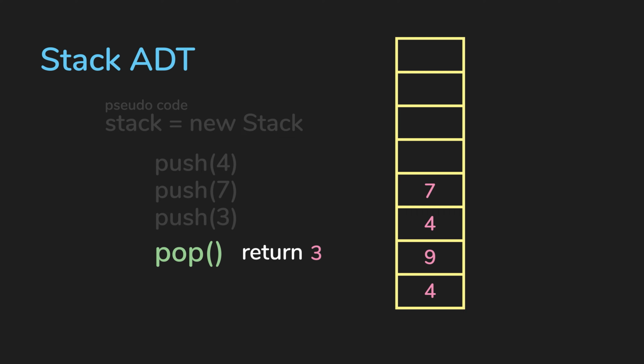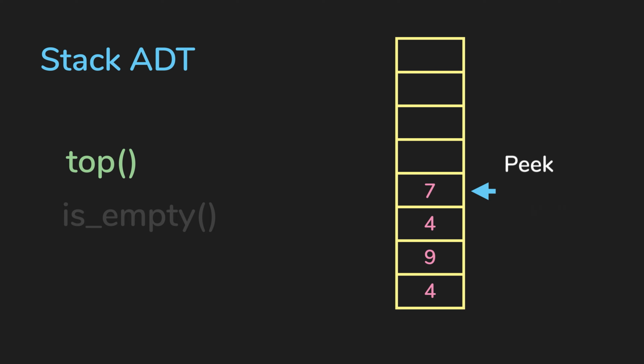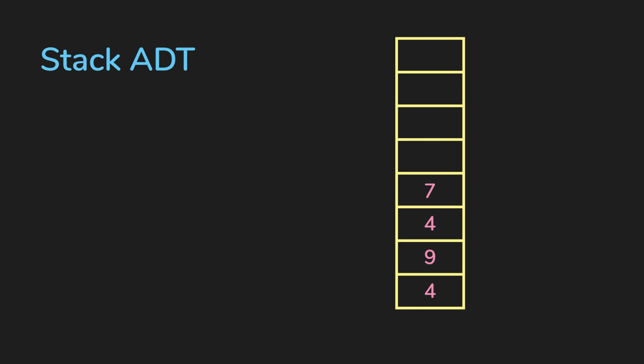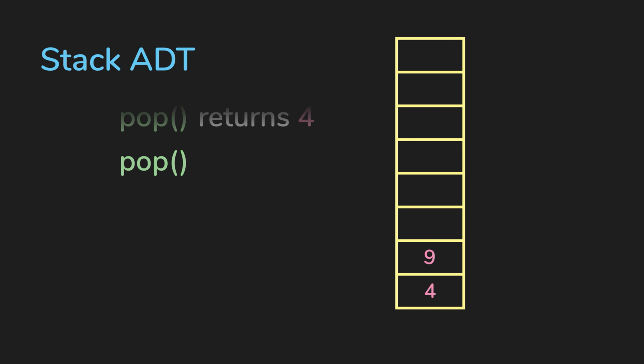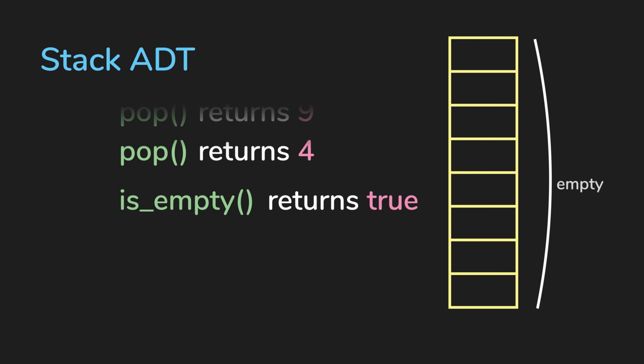Let's add two more functions to our interface, top and isEmpty. Top will allow you to get a peek on the last element you pushed in without having to pop it. And isEmpty will just tell you if the stack is empty. So for example, if I now call top, I would get the value 7. And if I call pop, I would still get the value 7. But if I call pop again this time, I will pop off the 4. And then pop off the 9, then the 4. Now, if you call isEmpty, it will return true because the stack is empty.